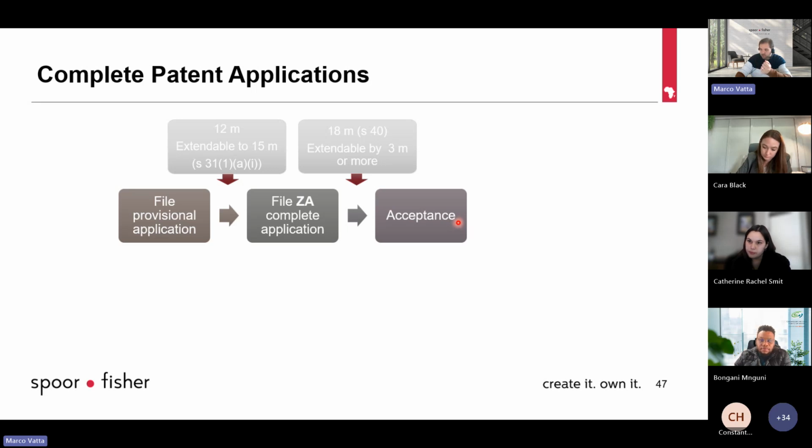Those two documents are required within 6 months from filing the application. However, you can request the necessary extensions should you not meet those deadlines.